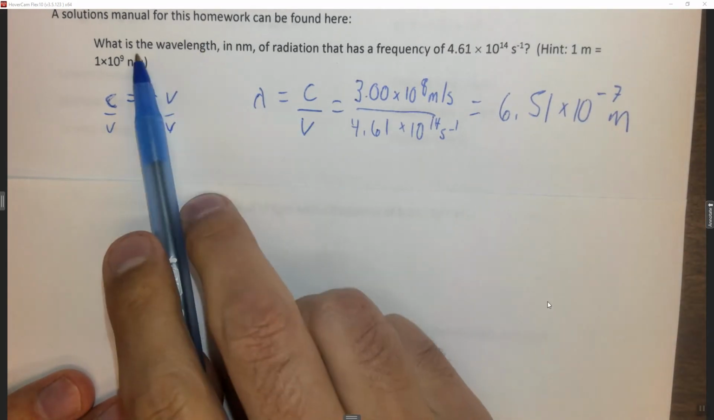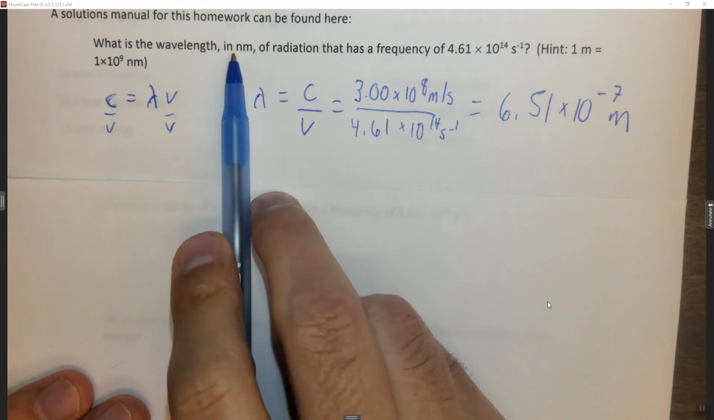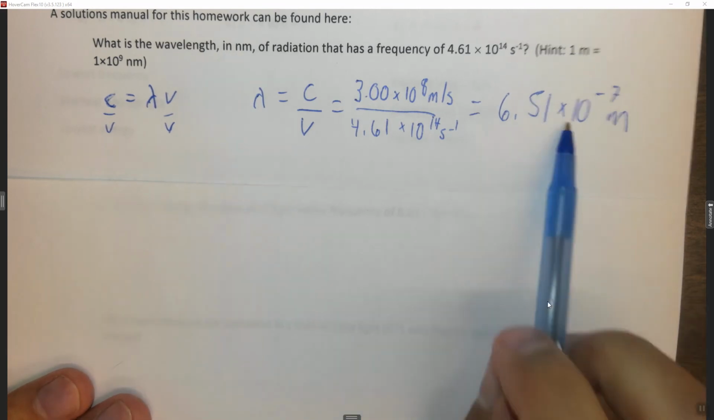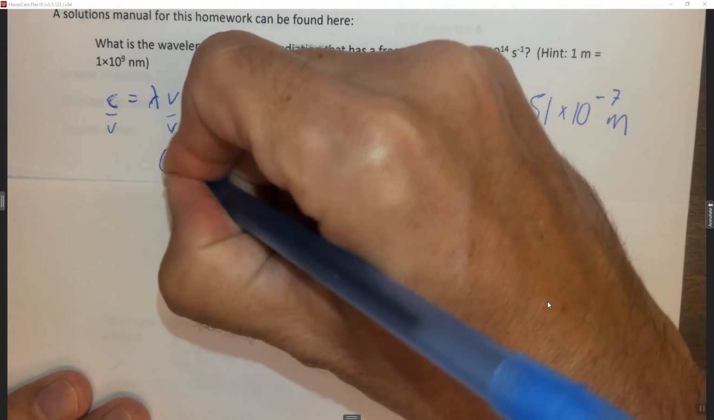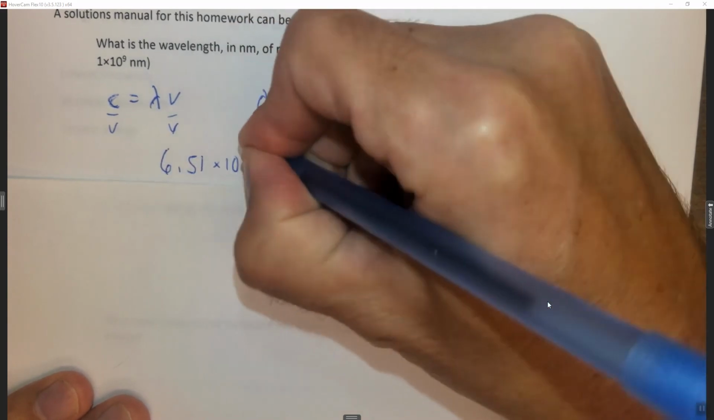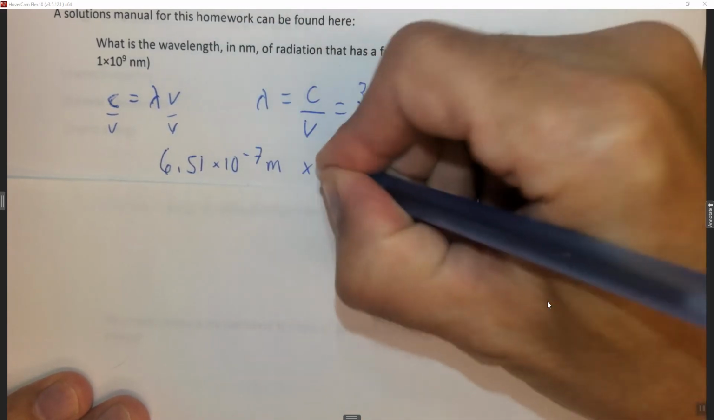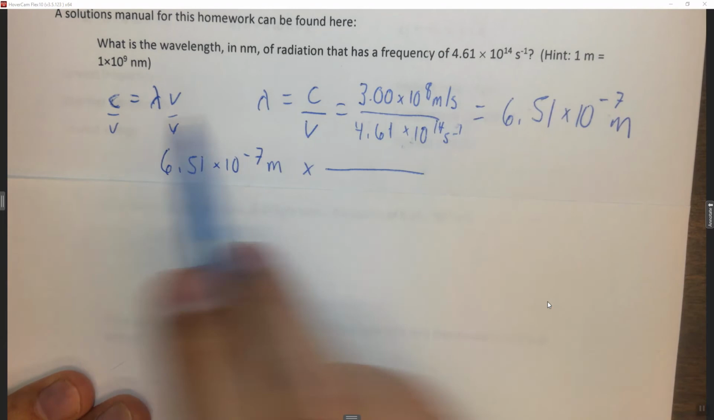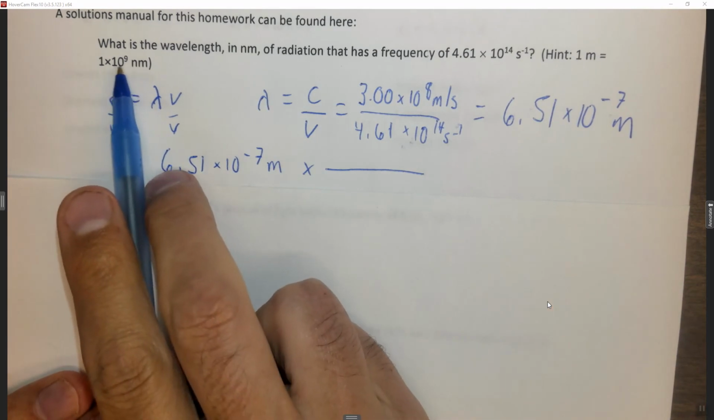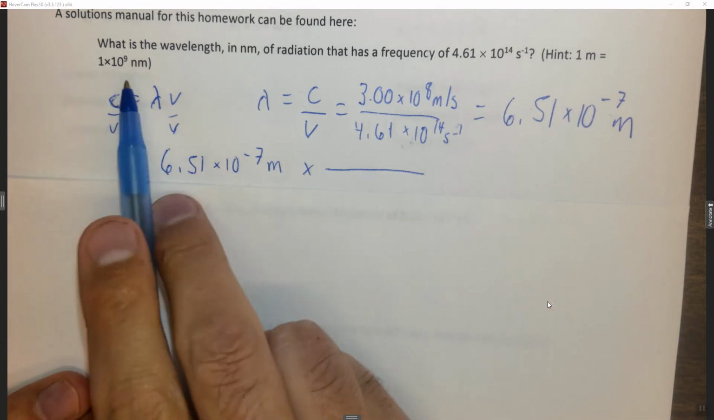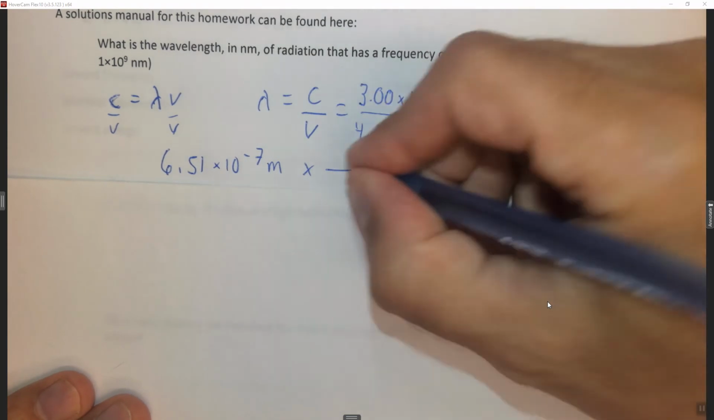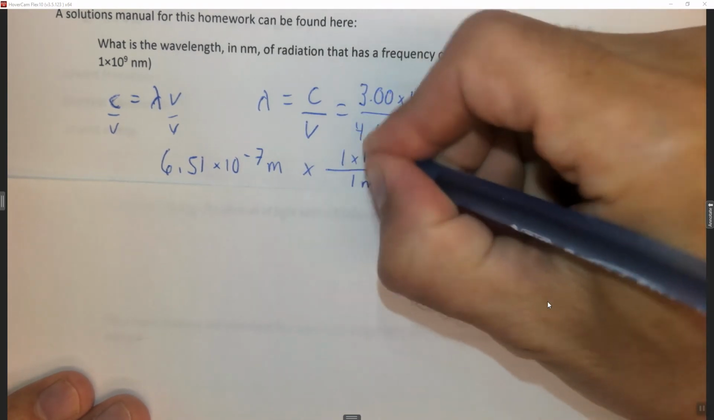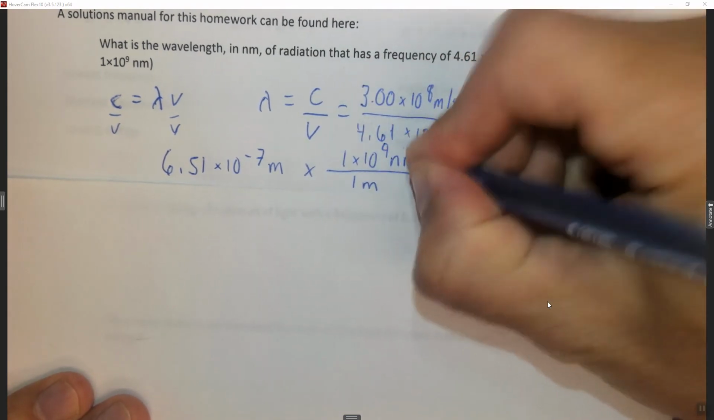Note that the question says, what is the wavelength in nanometers? So we have to take this meters and convert it to nanometers. So if we have 6.51 times 10 to the minus 7 meters times, we have the equality here. 1 meter is 1 times 10 to the 9 nanometers, 1 billion nanometers. So we want meters to cancel out, so we put the 1 meter on the bottom, and we put the 1 times 10 to the 9 nanometers on top.